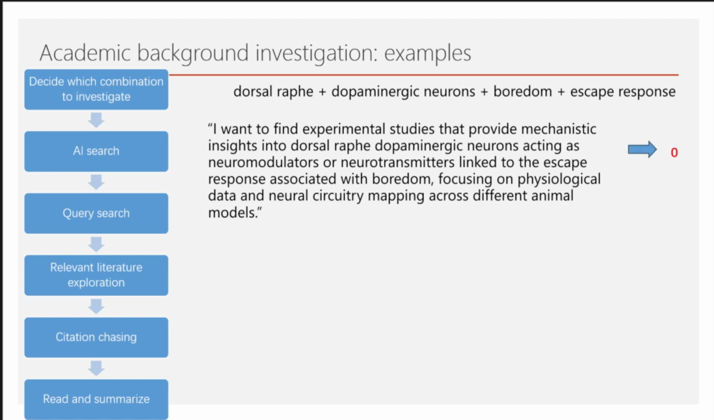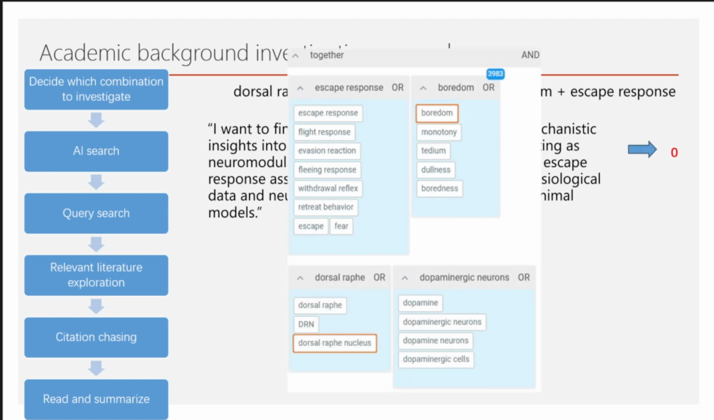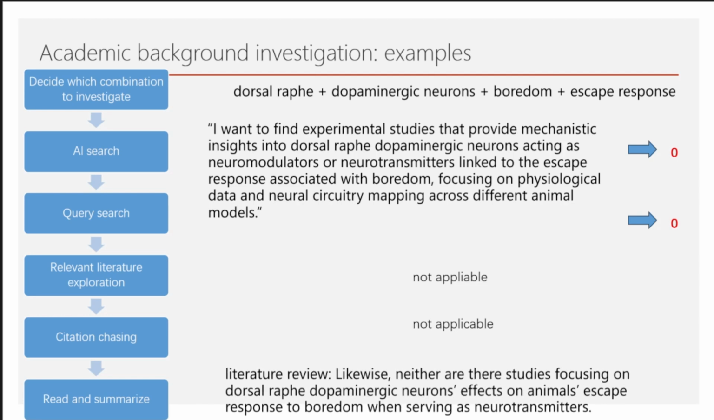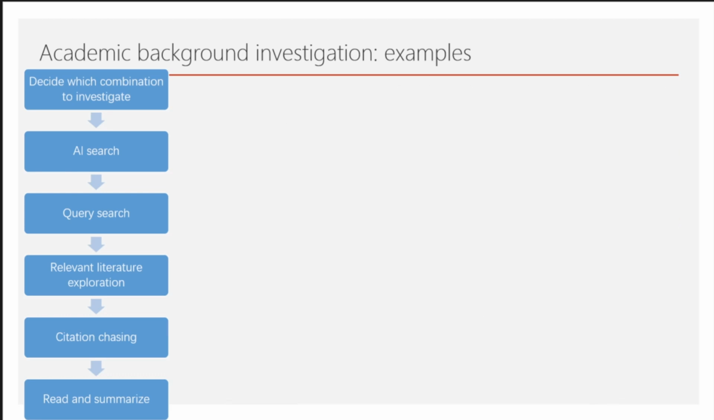Again, no highly relevant results were returned. I also dropped the module of "modulate" in the query, as shown in the picture, but still no highly relevant results were found. Similarly, the next two steps are not applicable. Based on these results, the literature review was likewise: neither are there studies focusing on dorsal raphe dopaminergic neurons' effects on animals' escape response to boredom when serving as neurotransmitters.